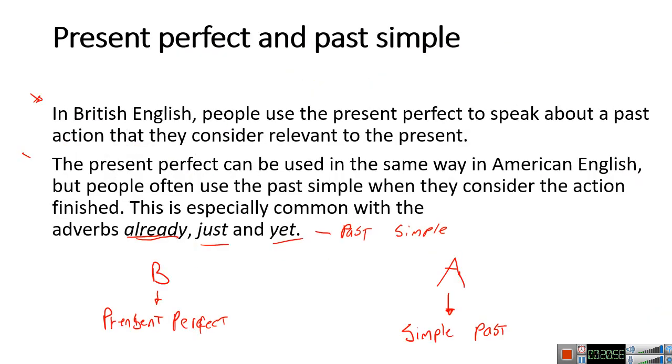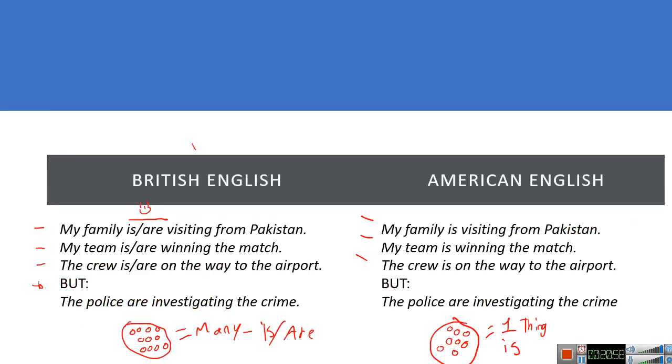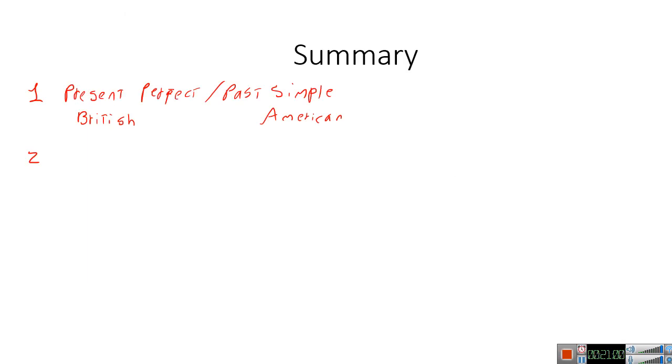Present perfect. Gotten. Okay. So we have got and gotten. What can we say about this? Which one is British and which one is American? Got is British and gotten is American. Very well.